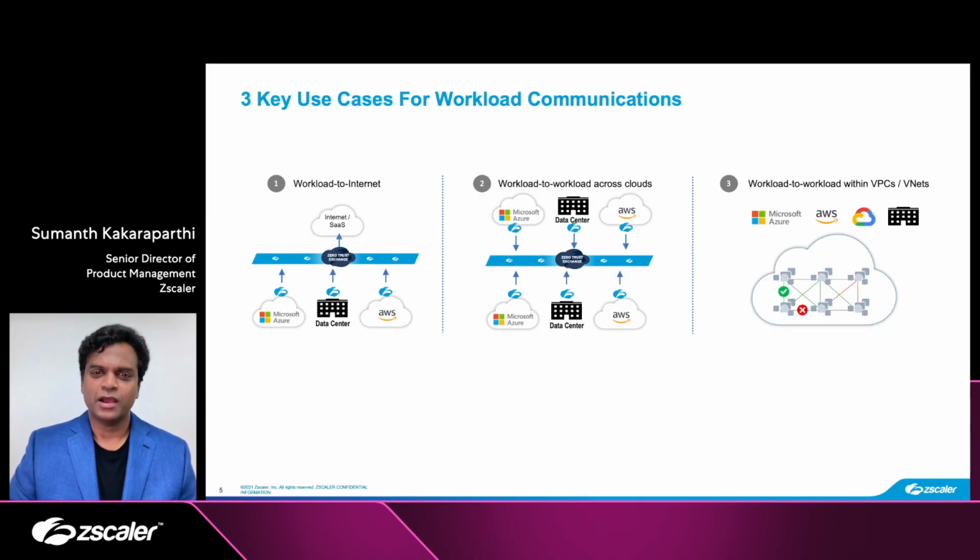Just to summarize, we have covered 3 use cases: workload to internet communication, workload to workload communication in a multi-cloud environment, and workload to workload communication within a VPC or VNet. By moving away from legacy IP and firewall networks to a zero trust architecture, we have demonstrated that one, you can protect your workloads and data much more effectively, two, you can eliminate any attack surface, and three, you can stop lateral movement of threats.